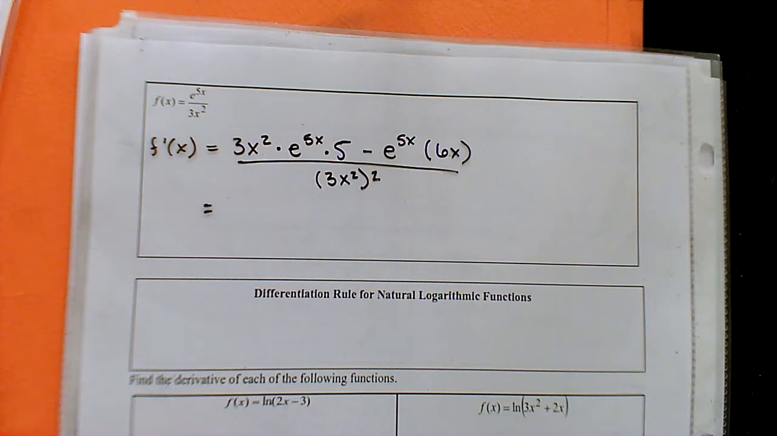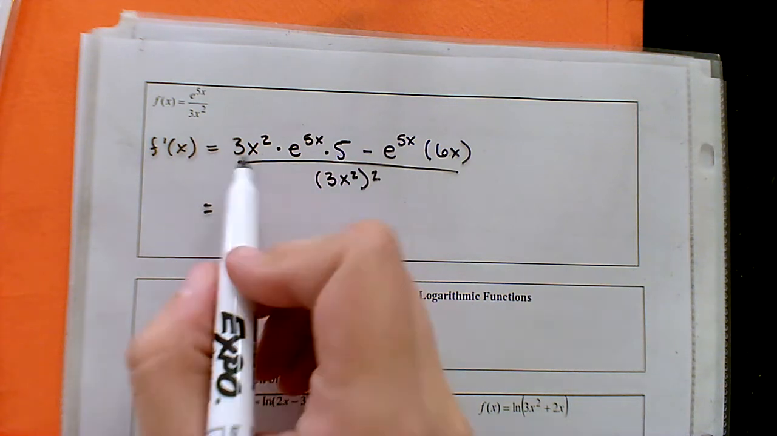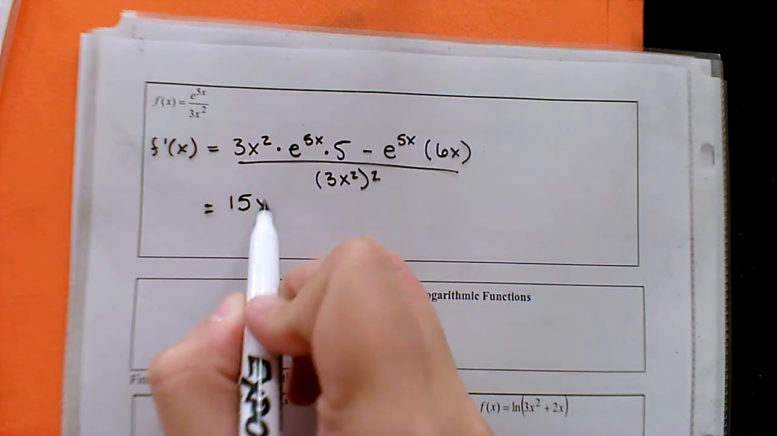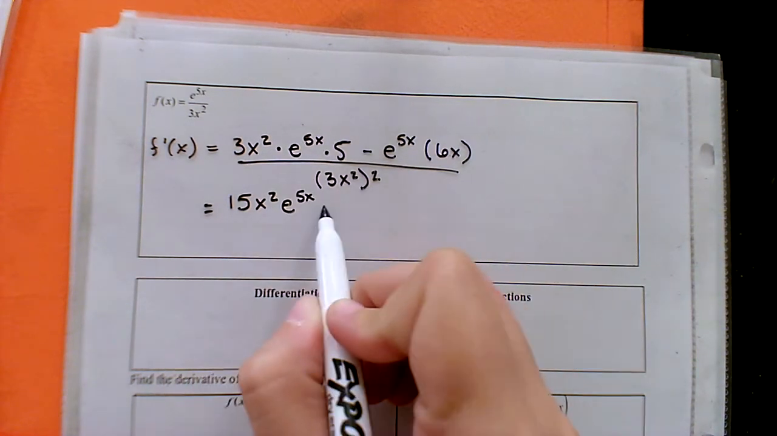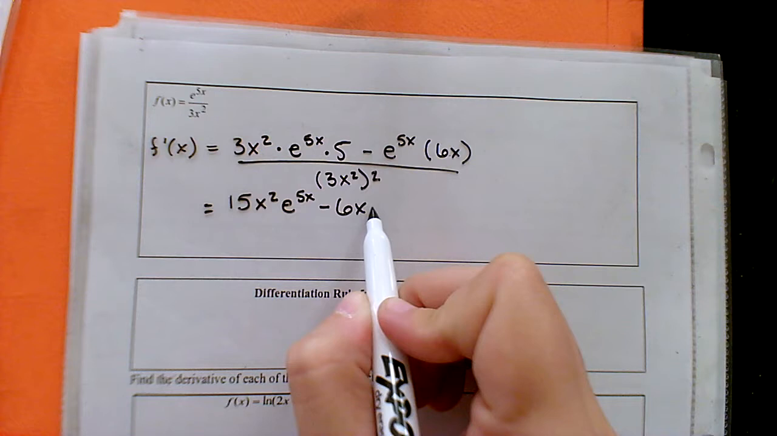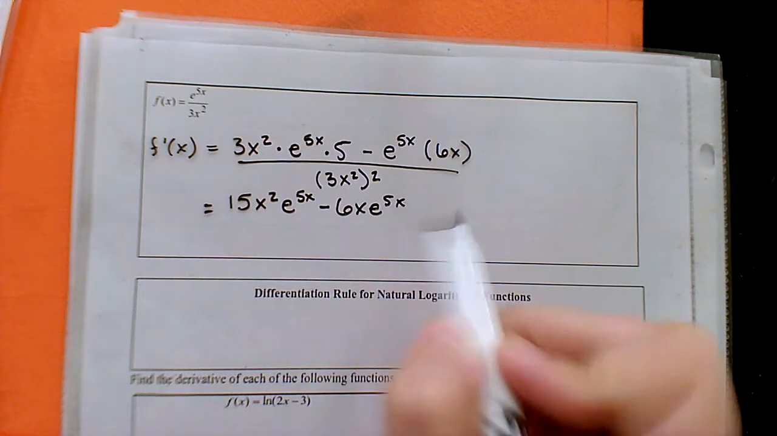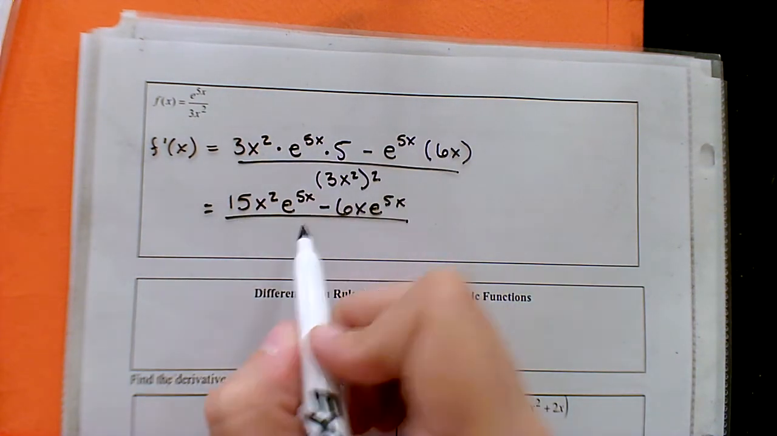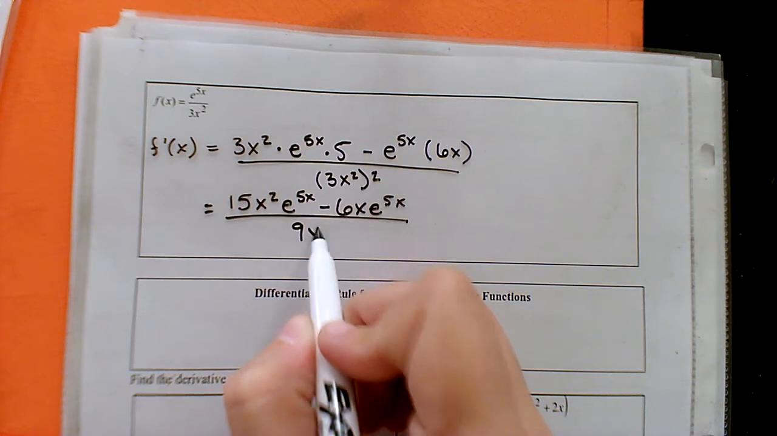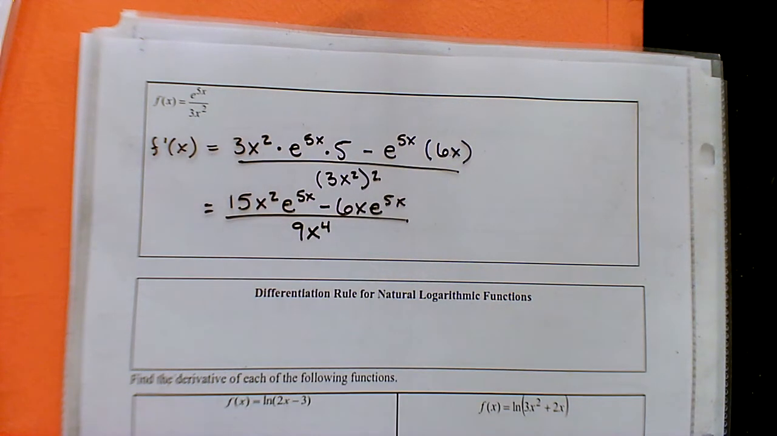Let's clean it up and see if we can make it a little bit more eye appealing. We'll have 15x squared e to the 5x minus 6x e to the 5x, all over 9x to the 4th.